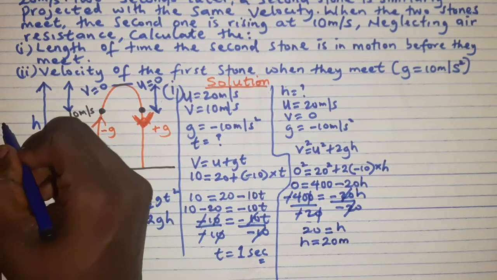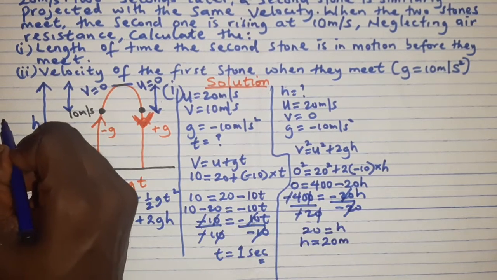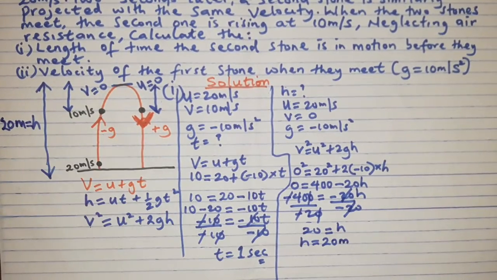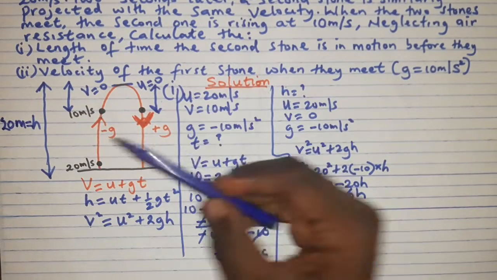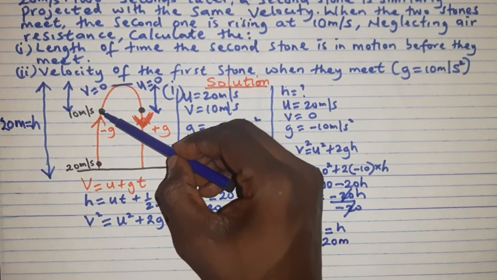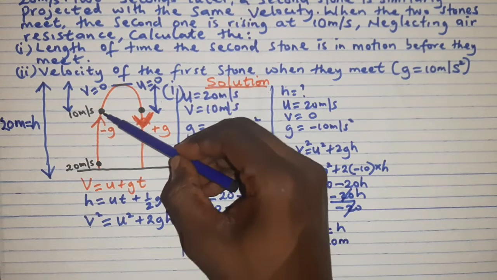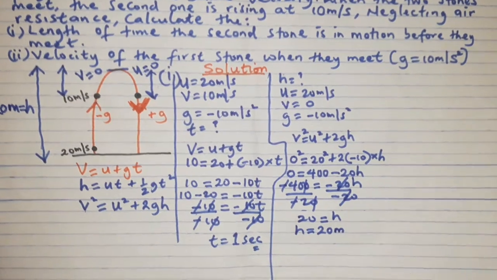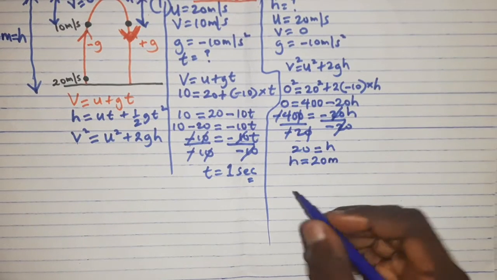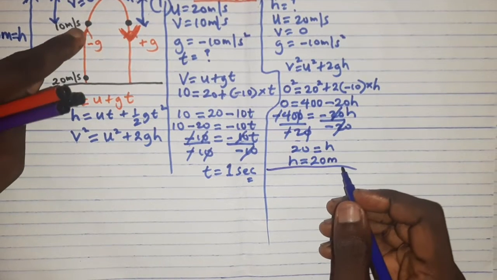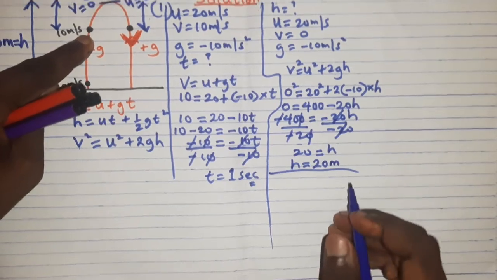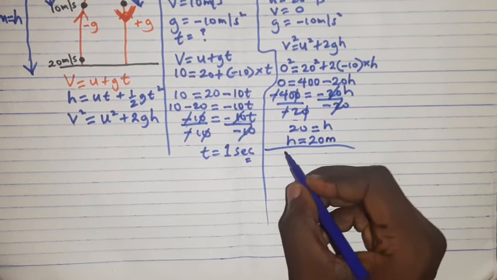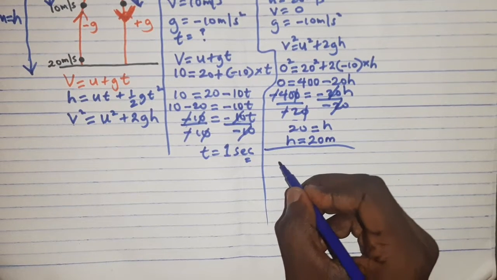So if the whole height is 20 meters, let us get the height that this first stone covers at this point in time. So the height of the first stone, let's get that one. This is the second stone actually. The height of the second stone. This is the first stone. The height of the second stone. So we're going to say the height is question mark.